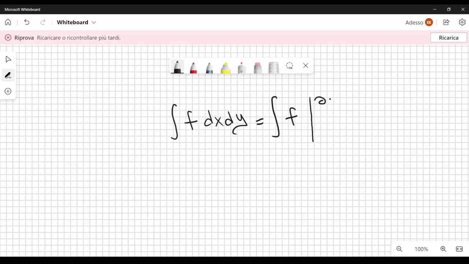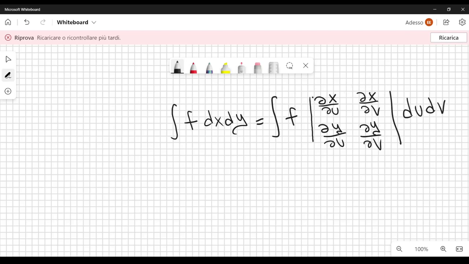In the first row we have dx/du, dx/dv. In the second row we have dy/du, then dy/dv, and then we integrate over du dv. Sometimes it is also possible to express this Jacobian as the transpose of what I have written here. The determinant of the transpose is the same, so it doesn't really matter if you write it in terms of the transpose of this matrix.